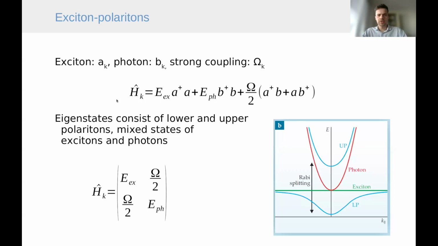So now this Hamiltonian can be diagonalized just by calculating the eigenvectors of such a simple 2x2 matrix. And the result that we get is exactly the dispersion of lower and upper polariton depicted in this figure.